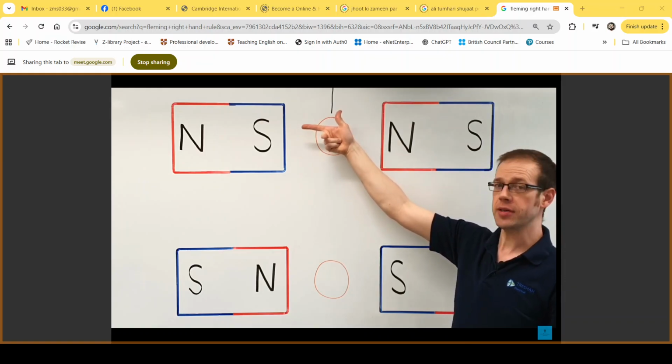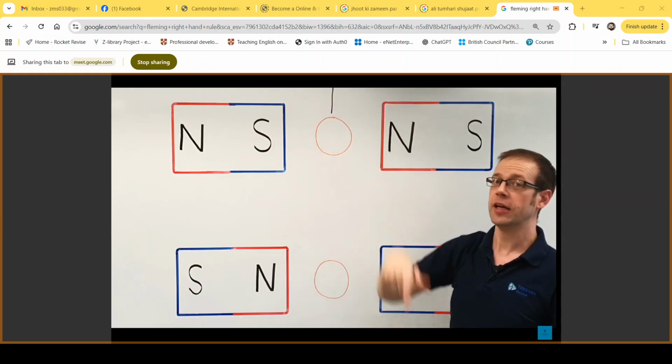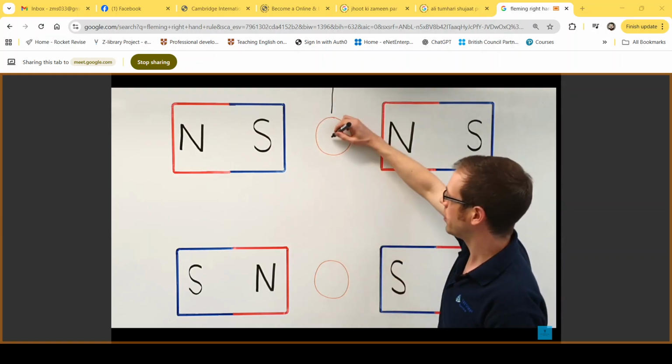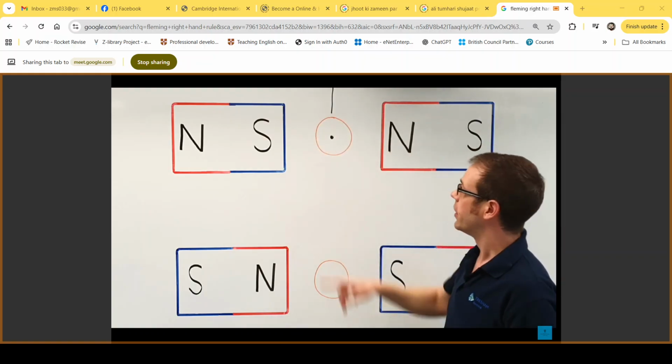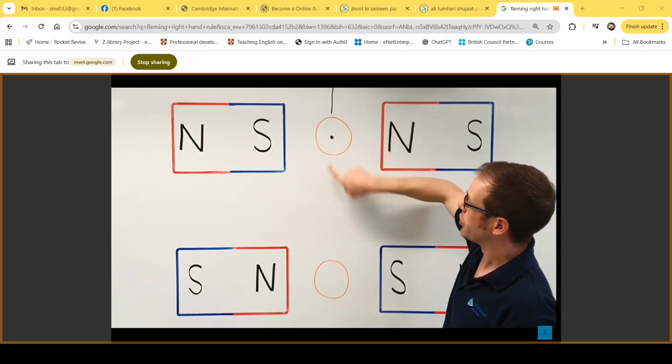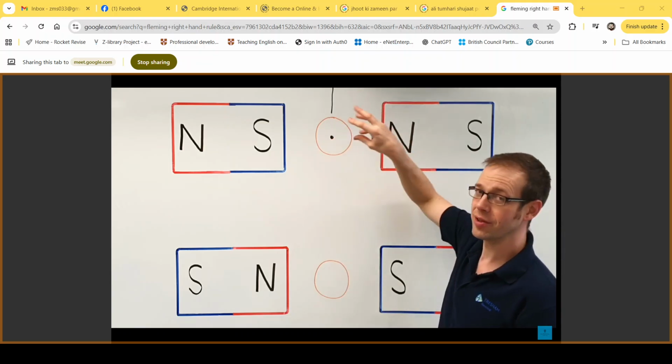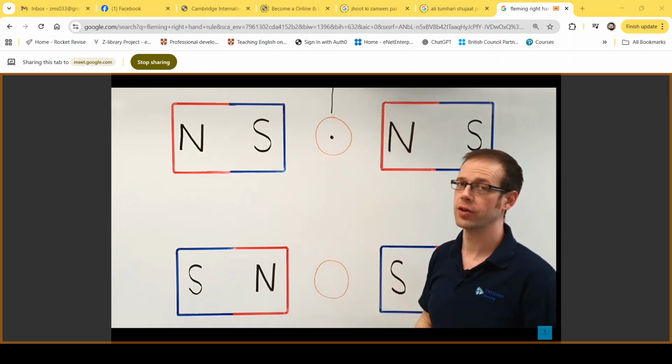And then the current, represented by our second finger, is going to be coming towards us in this case. So you'll remember from a moment ago that this had a cross in it, and now we're going to put a dot in there to indicate the current flowing towards us out of the board. So there you go. Having changed the motion of the conductor, we've changed the direction of the current flow through that conductor.